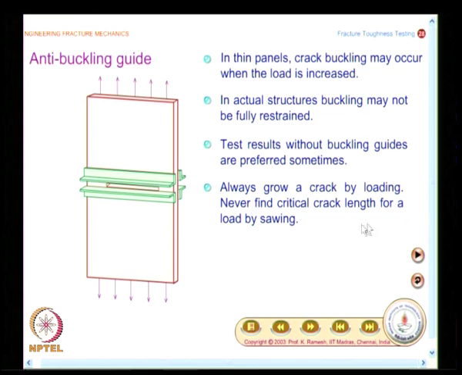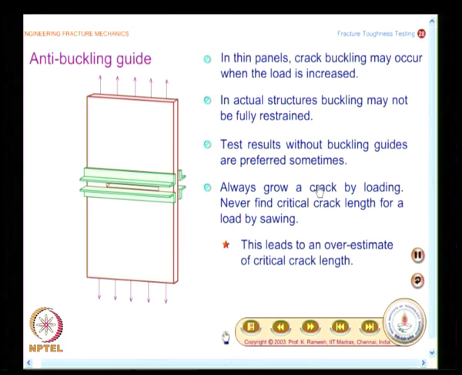What you are essentially doing is applying a uniaxial loading, and you are going to find out at what load the whole panel has a catastrophic failure. So, what is recommended here is do not increase the length of the crack by sawing and then find the critical crack length, which is not a desirable practice. You should always grow a crack only by loading. If you do it that way, the result would be all right.